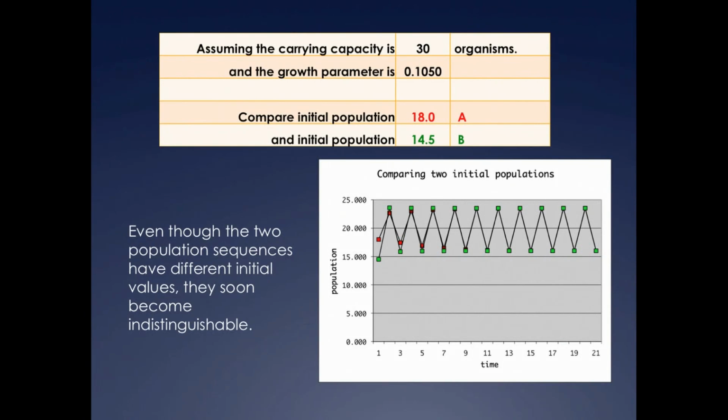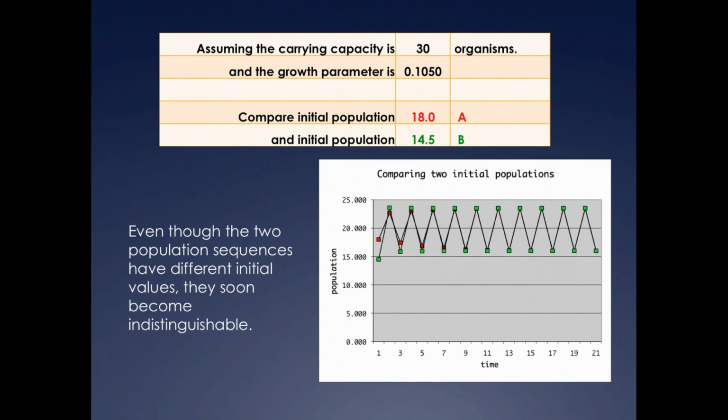In this example, we're assuming that the carrying capacity is 30 organisms, and we're supposing that the growth parameter is 0.1050. Those particular values don't matter. The point is, we're fixing the carrying capacity, we're fixing the growth parameter. And we're going to think about 2 possible initial populations. It could be 18, let's say, or it could be 14.5. Okay, so the first one we'll call A, the second one we'll call B, and in the plot I'm going to show one sequence in red and the other sequence in green. So I've plotted the red population sequence and the green population sequence.